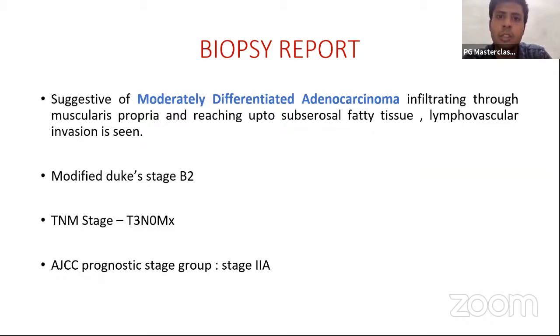Biopsy report was suggestive of a moderately differentiated adenocarcinoma, infiltrating through the muscularis propria and reaching up to the subserosal fatty tissue, and lymphovascular invasion was seen. Modified Dukes stage B2, TNM stage T3 N0 with no metastasis, and AJCC prognostic stage group was stage 2A.